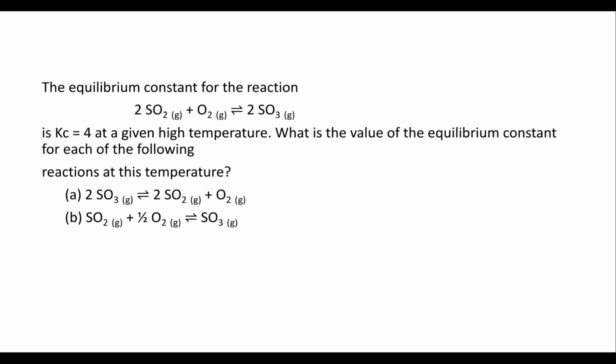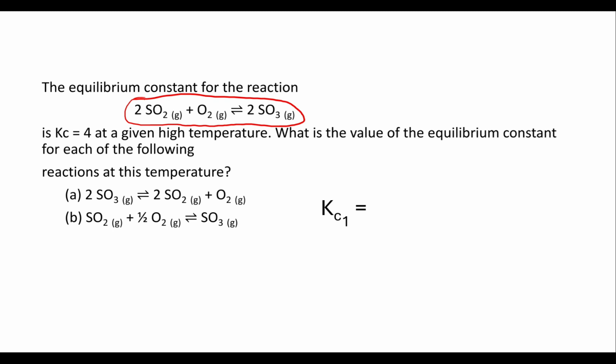What we're going to do is look at the impact of taking my original balanced chemical equation for my system at equilibrium and what happens if I multiply it by factors to change the coefficients. So here we have a system where 2 sulfur dioxide react with oxygen to form 2 sulfur trioxide. And we're going to look at the impact of both flipping the equation and also dividing all the coefficients by 2.